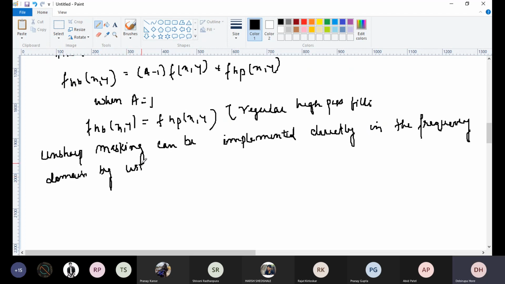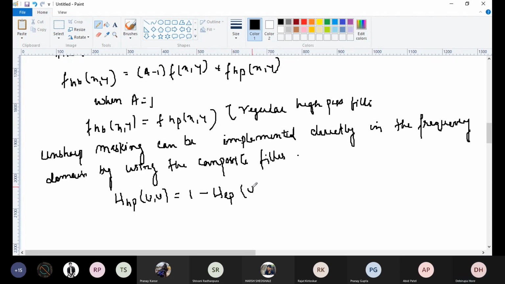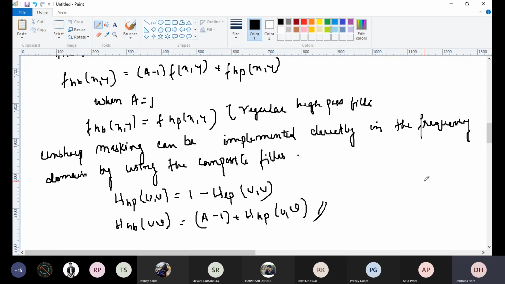by using the composite filter. So h of hp uv is equal to 1 minus h of lp uv. Therefore h of hb uv is given by a minus 1 plus h of hp uv. Okay, so this is our high boost filtering.